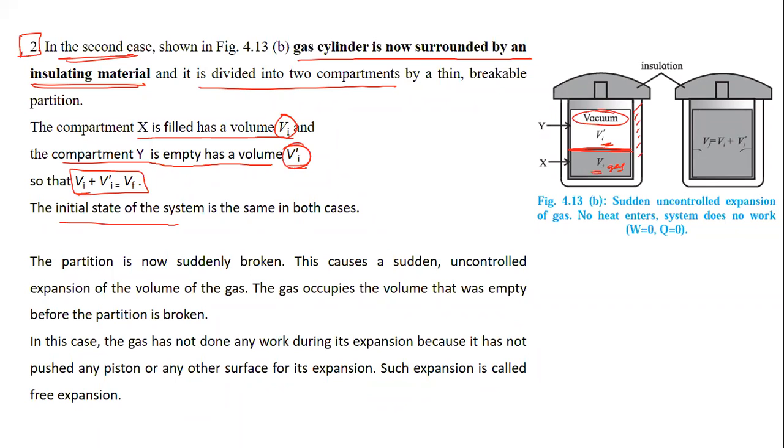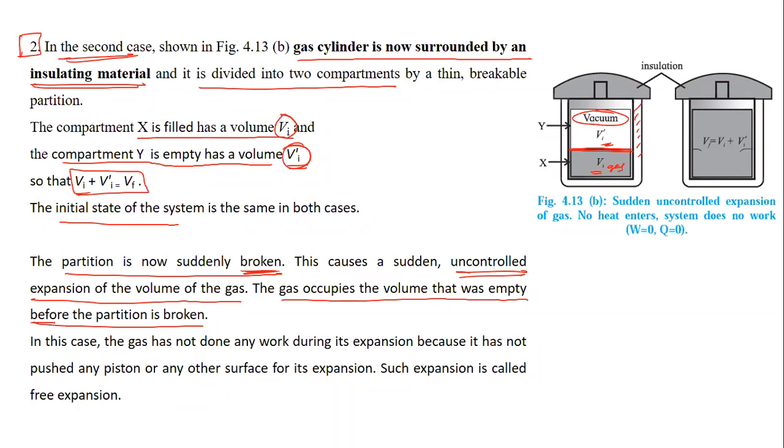The partition is now suddenly broken. You can see here when we broke the partition. This caused a sudden uncontrolled expansion of the volume of gas. So it's the expansion of gas. Gas occupies the volume that was empty before the partition was broken. So simply, gas occupies the empty space.